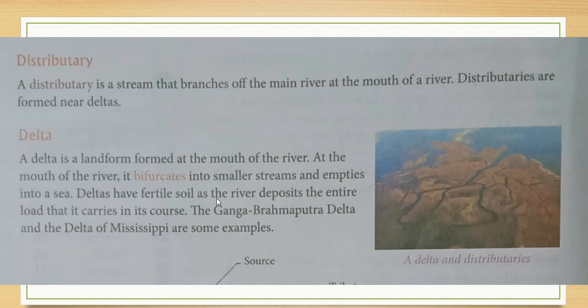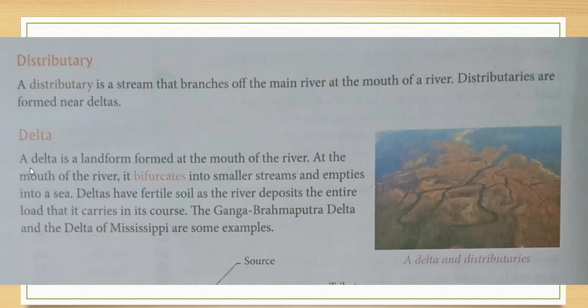Deltas have fertile soil as the river deposits the entire load that it carries in its course. The Ganga Brahmaputra Delta and the Delta of Mississippi are some examples. As you can see on the right side of the picture, a beautiful example of a delta and distributary.